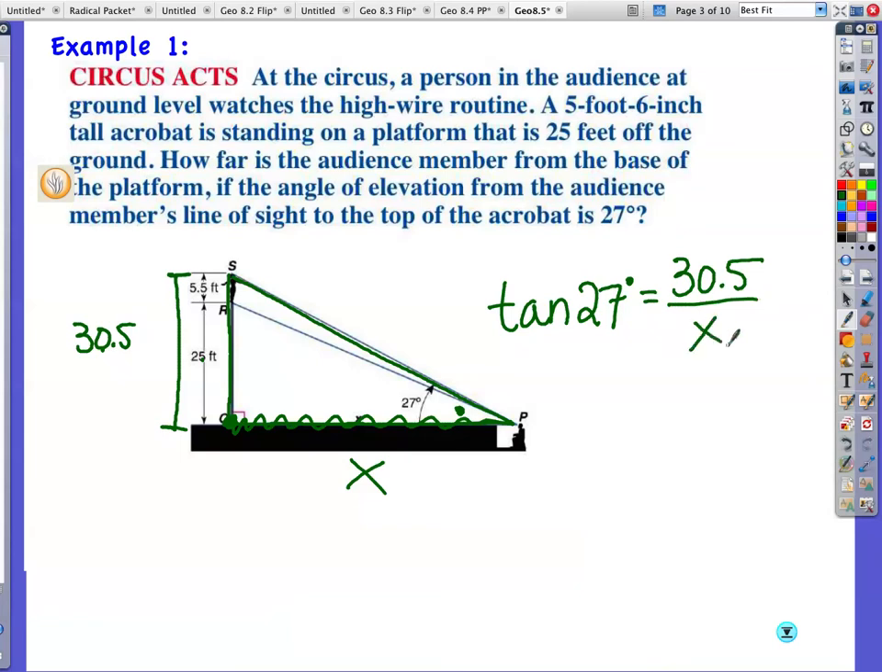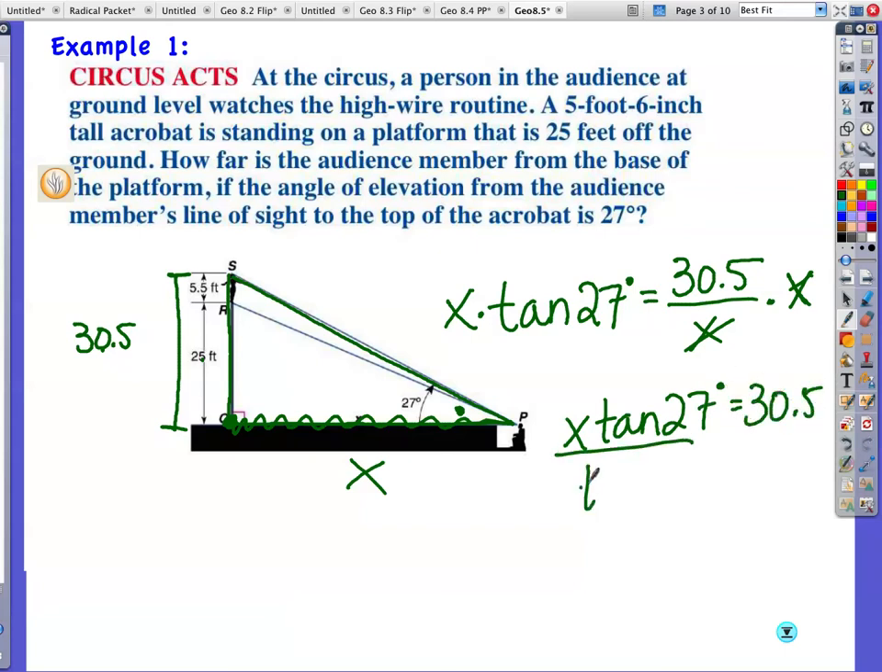This is a new one. Now I think Mr. Risbrood, if you've had him, he has kind of a special way of explaining this. I'm a little more mathematical in this. Who wants to solve for an X in the denominator? Not me, so I get it out of the denominator. And I do that by multiplying this side by X, and what I do to one side of the equation, I must do to the other side. These X's cancel. So now I have X tangent of 27 degrees is equal to 30.5. So now divide both sides by tangent of 27. Make sure your calculator is set to degree mode.